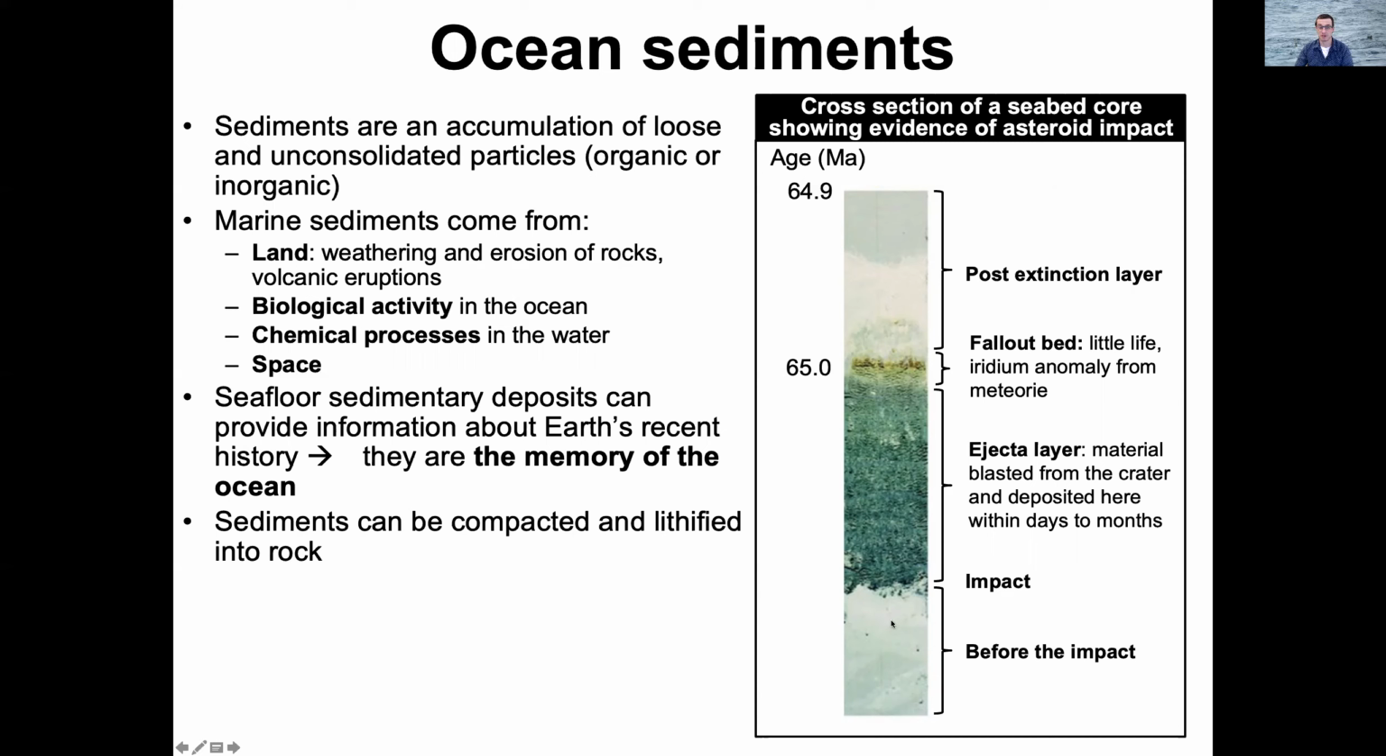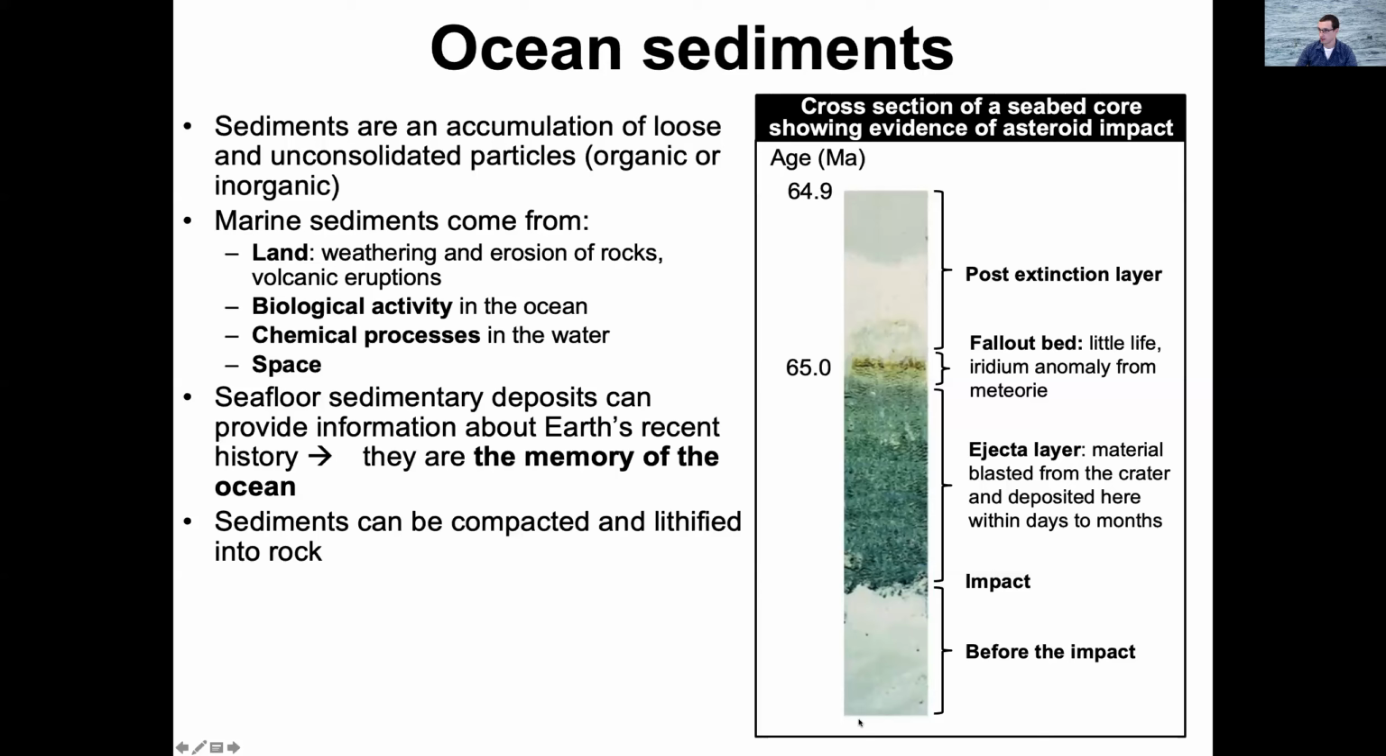I should mention sedimentation rates are very slow. For instance, 10 centimeters here corresponds to about 100,000 years of deposition. So this core has been dated to about 65 million years ago, which corresponds to the KT extinction boundary. This is when dinosaurs were thought to have gone extinct due to the impact of a 10-kilometer wide asteroid.